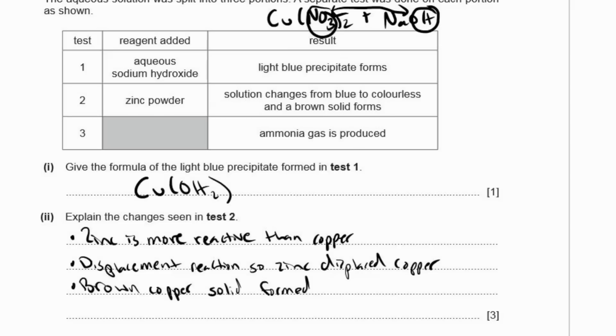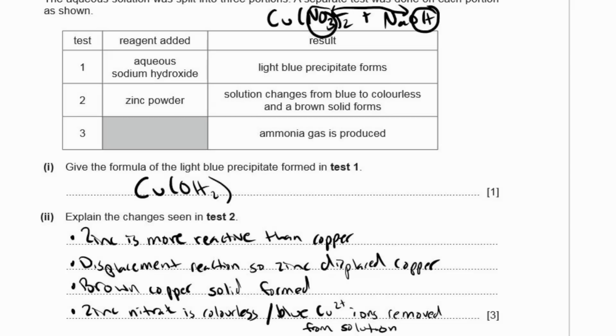So a brown copper solid formed, and the process of forming that brown copper solid took the copper ions out of solution. Okay, and copper ions in solution are blue. But zinc ions in solution, they're colorless. Okay, so you can say the zinc nitrate is colorless, or the blue copper 2+ ions are removed from the solution. They're the same mark, really. You're pretty much saying the same thing, and that's the reason why it turns from blue to colorless. All right, so that's 4 points for 3 marks. That gives you a little bit of wiggle room.